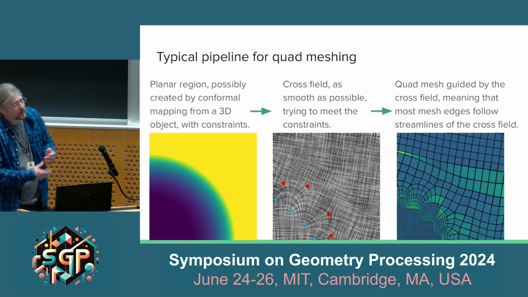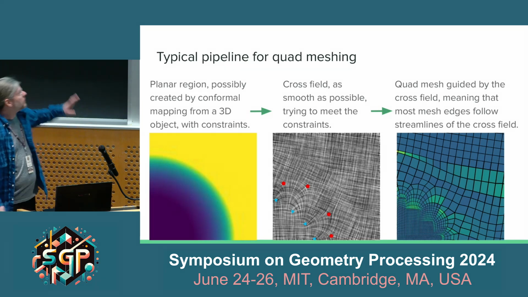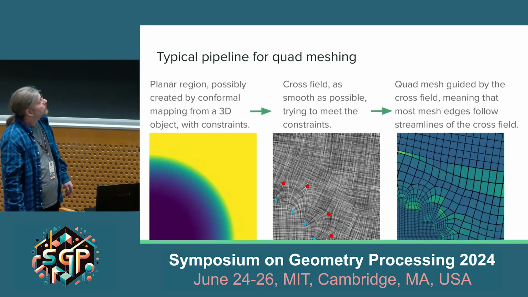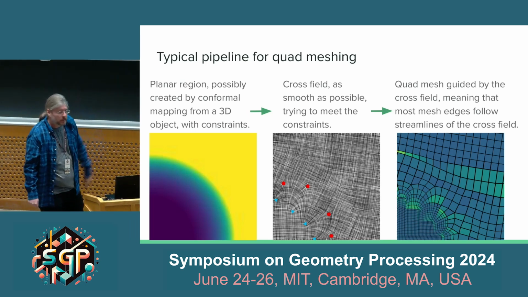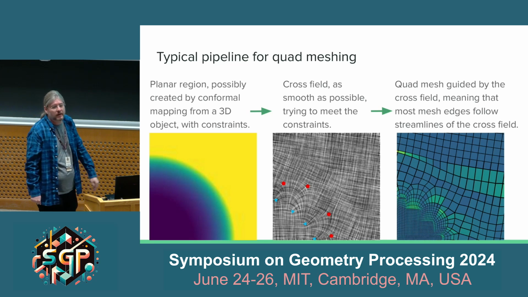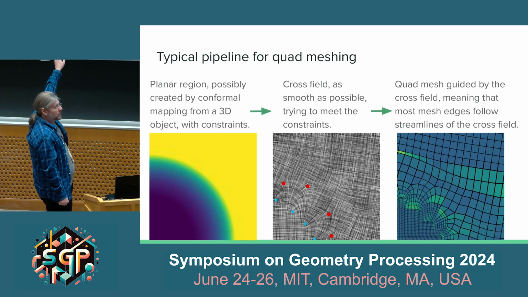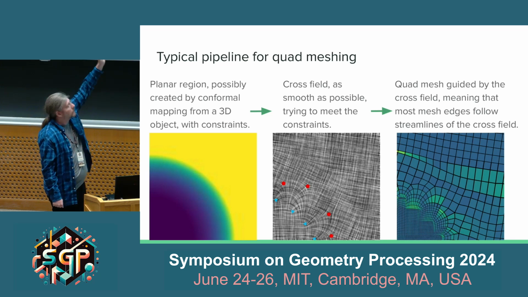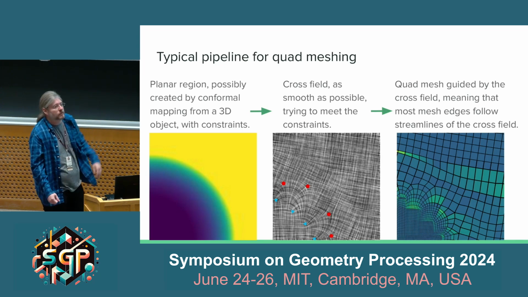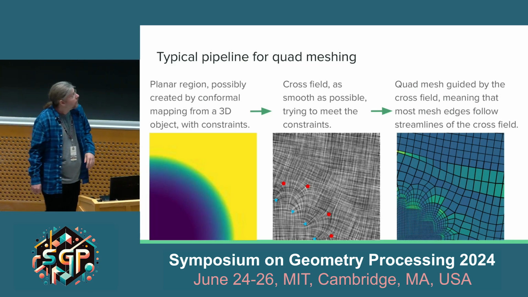So today, I want to talk about a precursor to quad meshing, specifically creating cross fields. The typical pipeline for quad meshing starts with some information in the plane, so some sort of constraints. Here's an example. We're going from a small feature size in purple, growing until it gets larger in the yellow area. From these constraints, we try to generate a cross field that we want to be as smooth as possible while honoring the constraints.